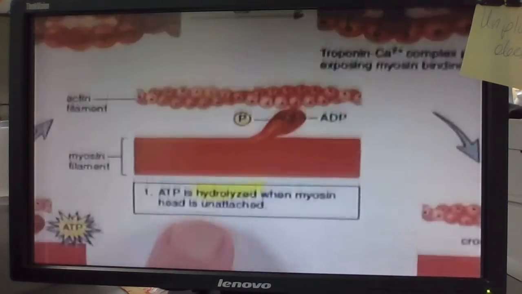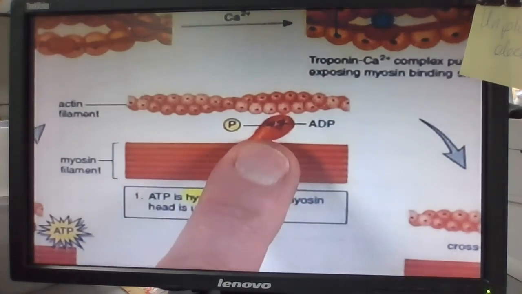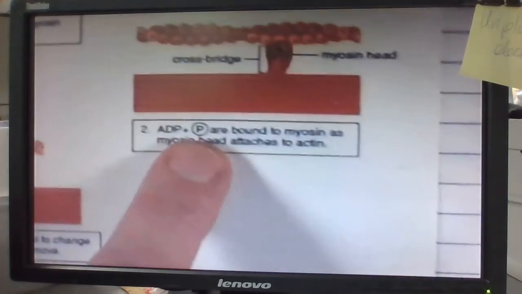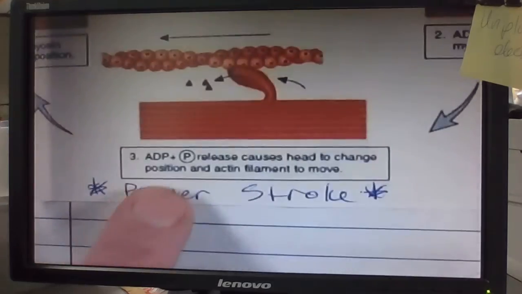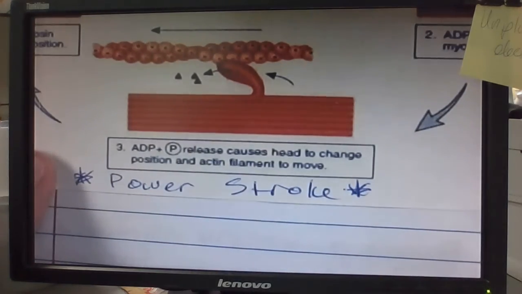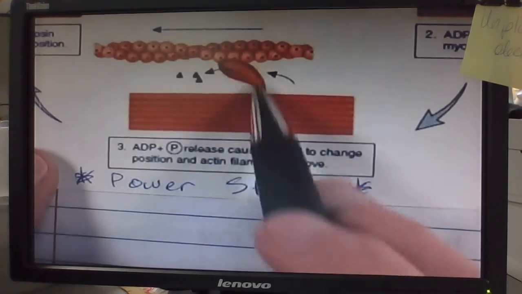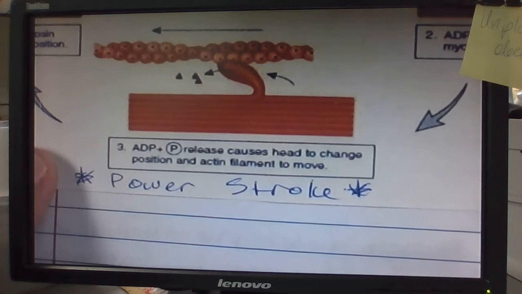So we have ATP, it gets hydrolyzed, it's unattached. ADP and phosphate attached to myosin, myosin's attached to our actin. Then ADP and the phosphate group are released, and that causes that little myosin dangly thing to change its shape, and when it changes its shape, that's what's moving that actin filament.